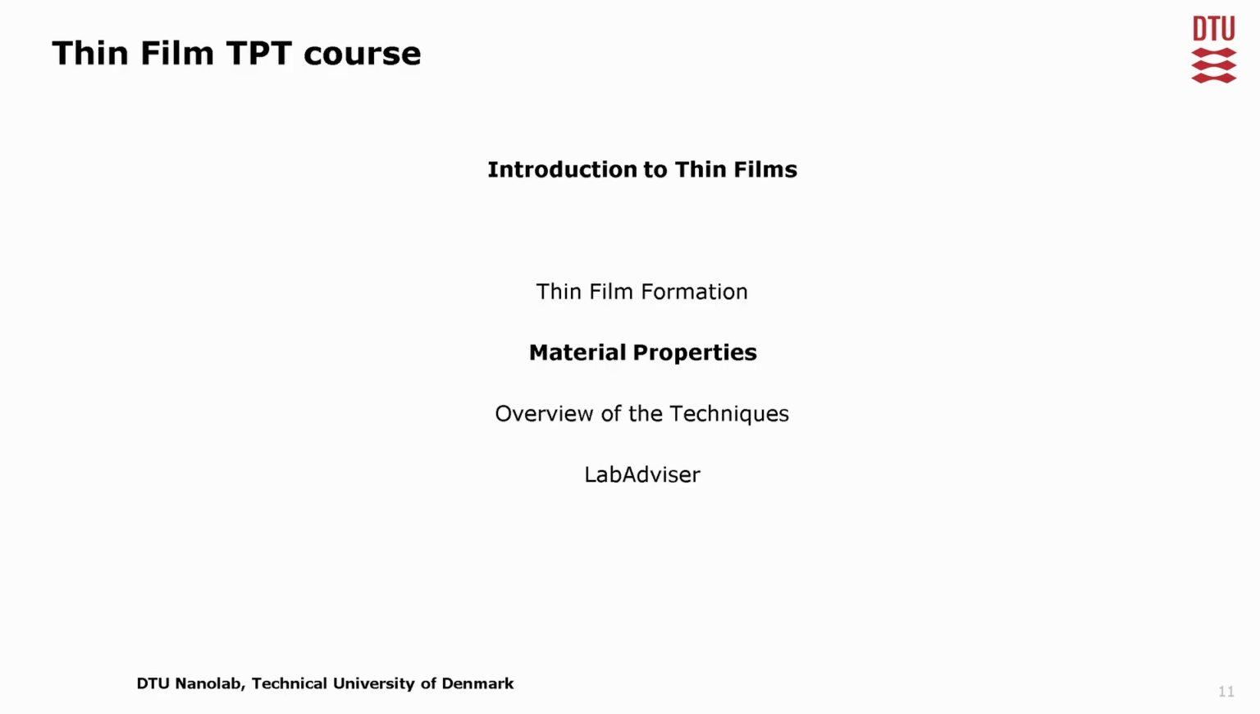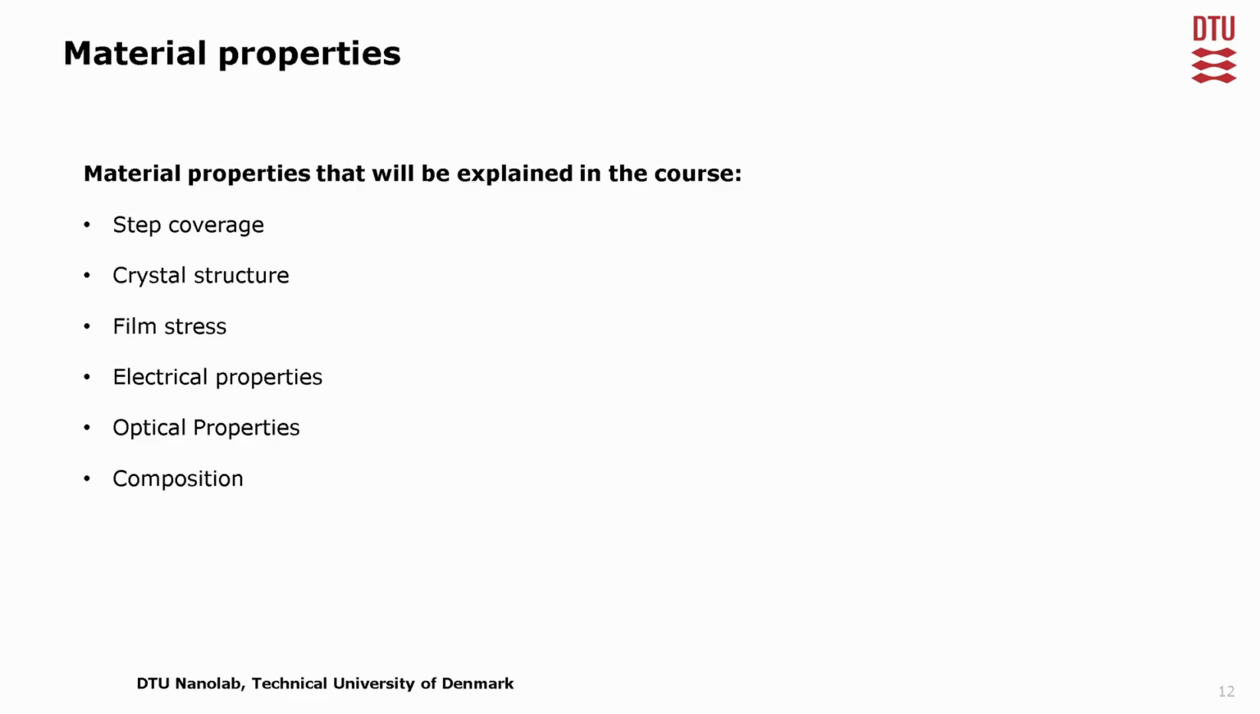Now, we would like to briefly discuss material properties. We have selected 6 topics to explain now. This list may not be exhaustive, but it is based on typical questions users ask during training sessions. The topics include step coverage, crystal structure, stress values, electrical properties, optical properties, and chemical composition.